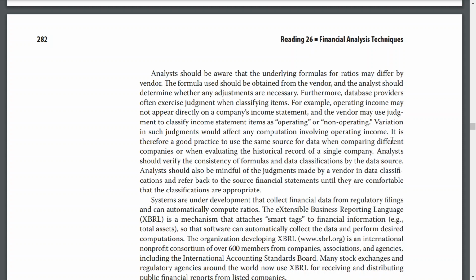It is therefore a good practice to use the same source for data when comparing different companies or when evaluating the historical record of a single company. Analysts should verify the consistency of formulas and data classification by data sources. Analysts should be mindful of judgments made by vendors in data classification, and refer back to sources of financial statements until they are comfortable that the classifications are appropriate.